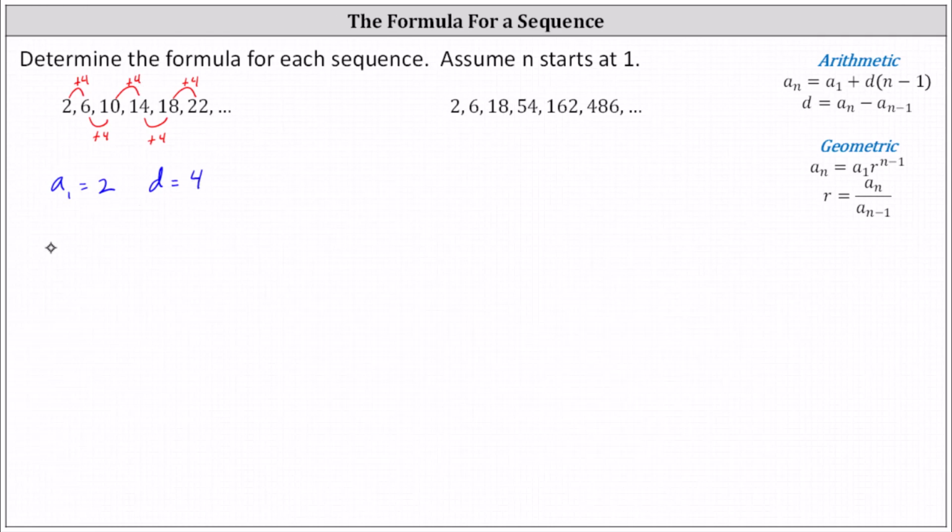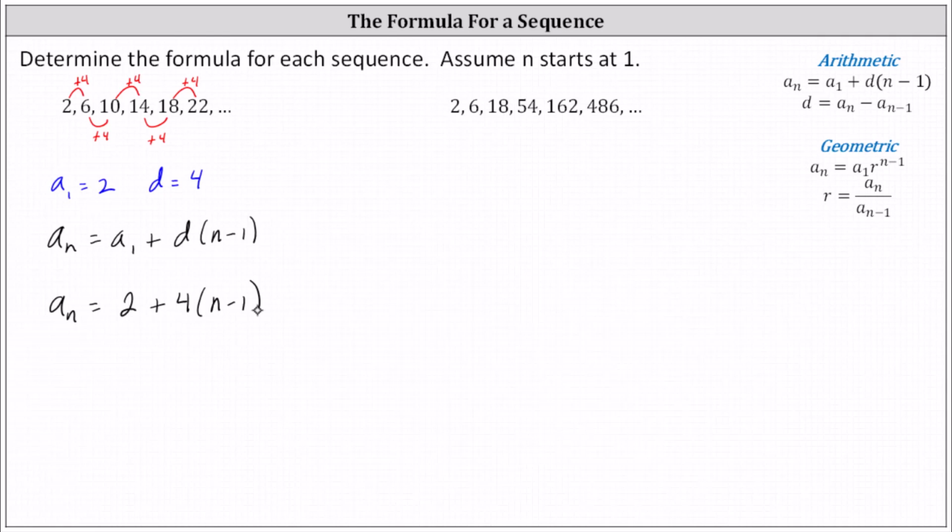And now we can write the formula for the sequence in the form of a sub n equals a sub 1 plus the common difference d times the quantity n minus 1. Notice the formula is going to be a formula in terms of n. We have a sub n equals the first term of 2 plus the common difference d of 4 times the quantity n minus 1. This is the correct formula.